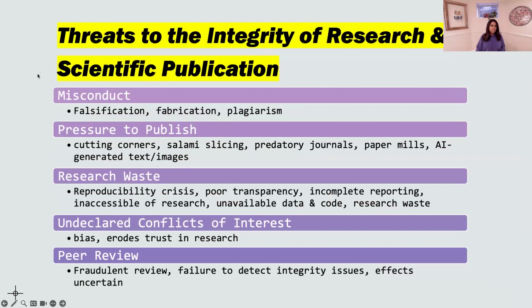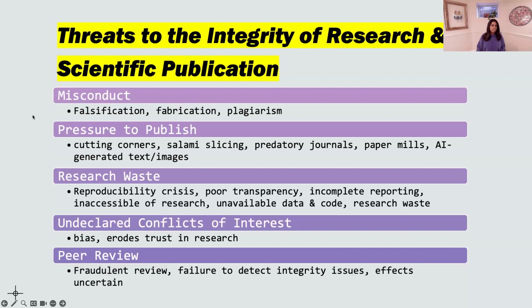And some of the threats to the integrity of research and to scientific publication, I'm sure we're all familiar with, are misconduct, so falsification, fabrication of research, plagiarized research, and these are underpinned by the pressure to publish in the academic space or the scientist space. And so this can lead to cutting corners, salami slicing research. It can lead researchers to publish in journals that are not recognized or that don't uphold standards of integrity. It has led to paper mills, which are organizations that will publish for a fee or send research that's often fake to journals for a fee, as well as AI-generated text and images.